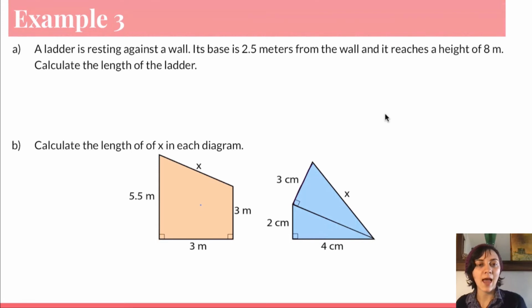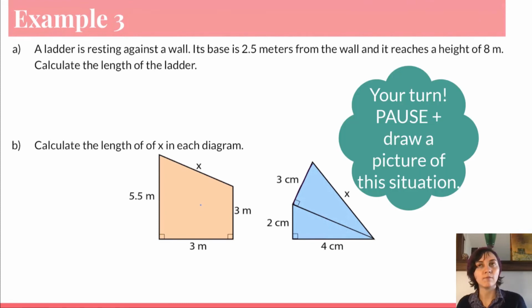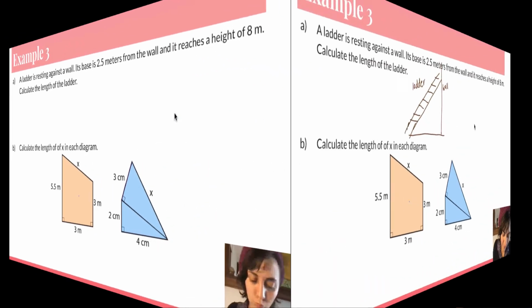So it says a ladder is resting against a wall. Its base is 2.5 meters from the wall and it reaches a height of 8 meters. Calculate the length of the ladder. Ooh. So I want you to try to visualize what this problem looks like. So what is the situation with the ladder? I want you to try to visualize it and do a sketch. And then I'll show you what I am visualizing as well. So you try it first.